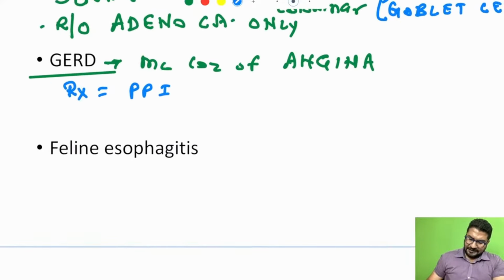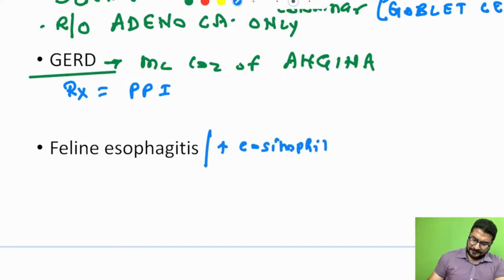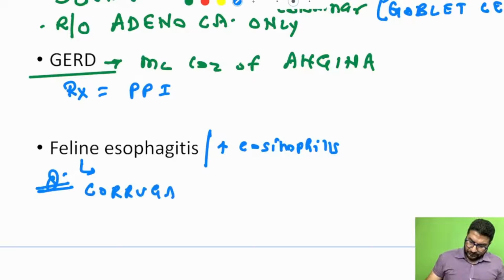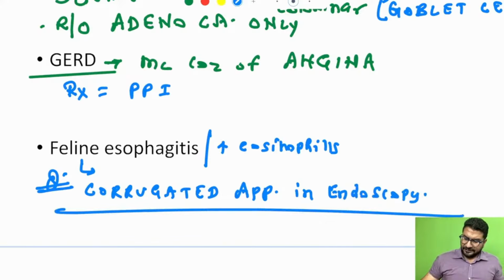Now coming to feline esophagitis, or we also call this hypereosinophilic. So basically eosinophils are more. They ask you questions like endoscopy will have a classical pattern. We call this multiple corrugated folds or corrugated appearance in endoscopy. In endoscopy you will find multiple corrugated appearance.